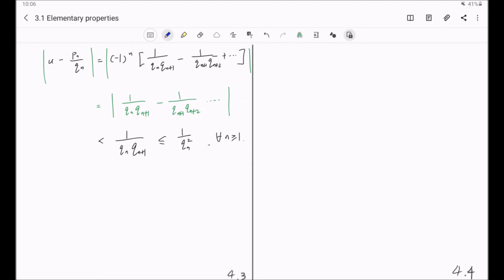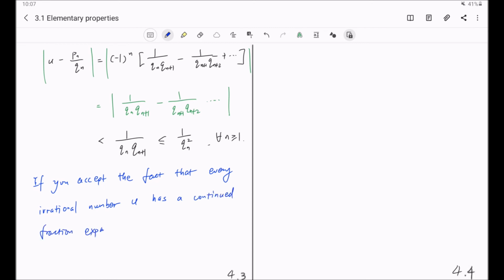Okay, now if you accept the fact that every irrational number u has a continued fraction expansion, u equal to a0, a1, all the way through a sub n, say a continued fraction expansion starting from a0, then we have some very interesting results. So first, look at this inequality.